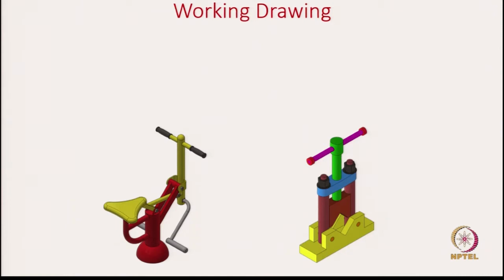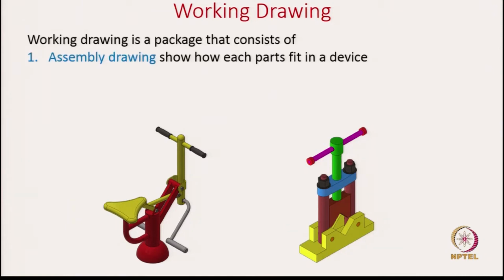So, essentially what is a working drawing? It is a package that consists of few drawings. So, let me list down one at a time. The first thing you will give them is the assembly drawing. What does an assembly drawing do? It shows each part, how it fits in a device. For example, if you notice any of these devices, you will see that it has multiple parts, maybe some close to 7, 8 or 10 parts. But what we are seeing here is all those parts coming together so that they fit, and then you see the actual device. So, that is what the assembly drawing does.